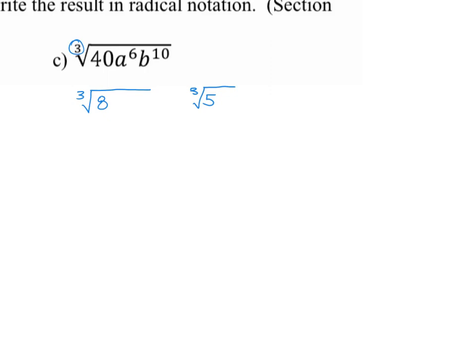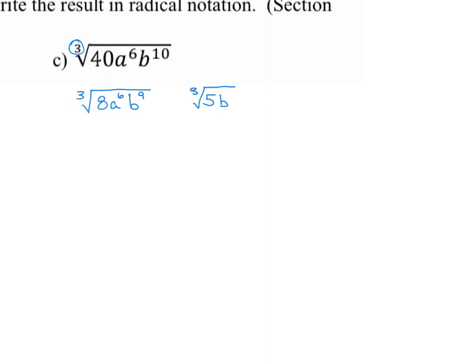A to the 6th, 6 is divisible by 3, so I'm going to leave it in with my perfect cubes. For b to the 10th, what is the largest number less than 10 that's divisible by 3? That's going to be a 9. And we have 1 left over that we'll put with the 5.